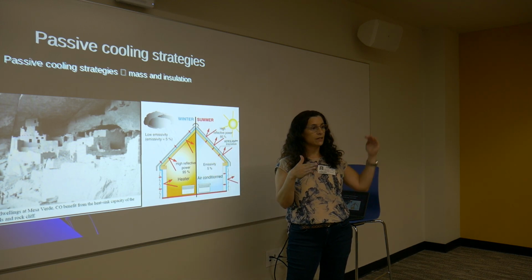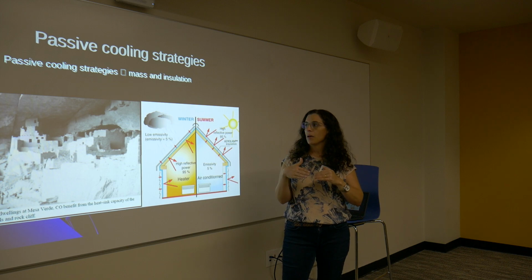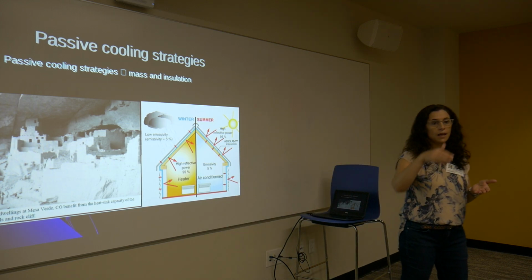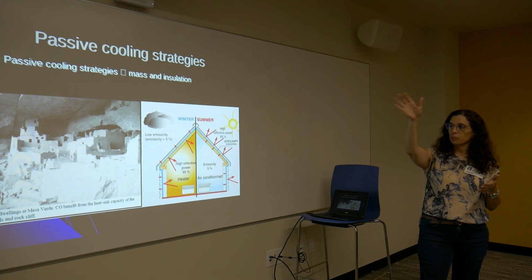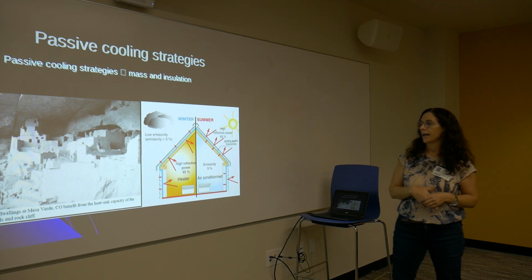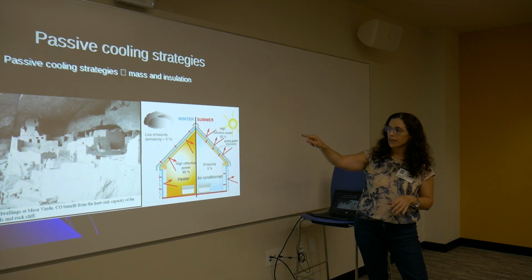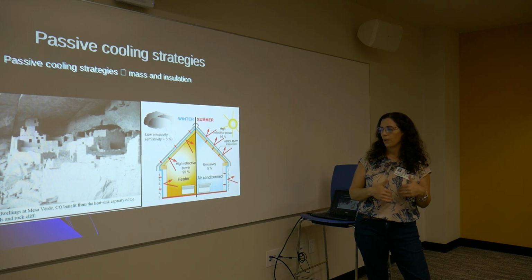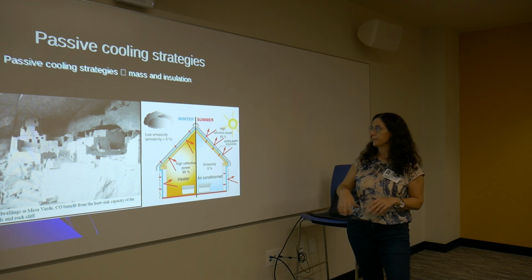So during the winter, they have sun access, but during the hotter time of the year, that awning, that protrusion of the cliffs, will protect them from getting overheated. And they use very small windows, if you can see, to also avoid the sun.